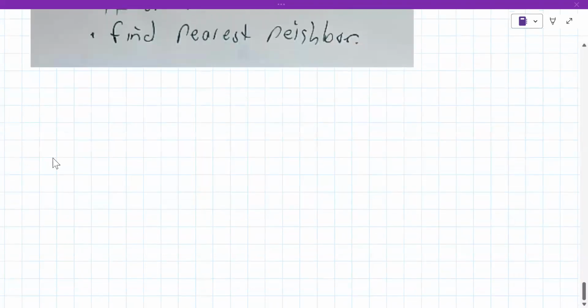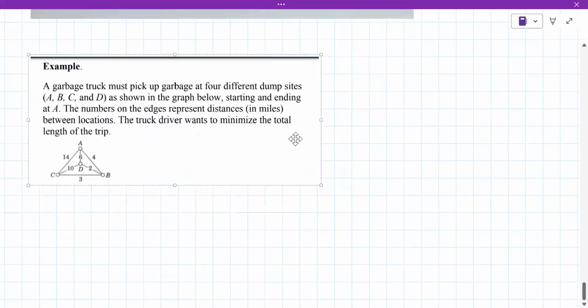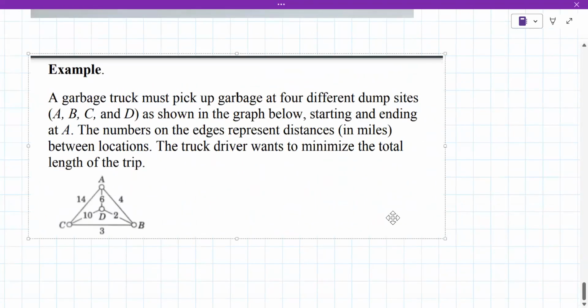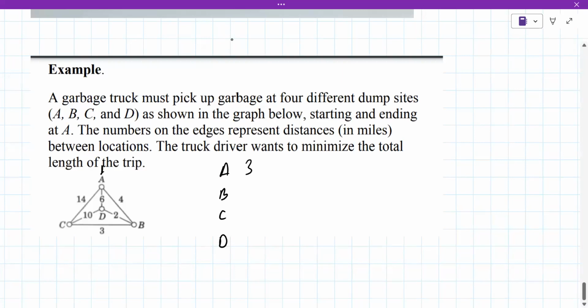I did find an example that might be something that you guys were doing. You're still welcome to send that over. So the problem here says a garbage truck must pick up garbage at 4 different dump sites, A, B, C, and D, as shown, starting and ending at A. So he's got to start at A, okay? And we could do the whole thing we did before, where we'd say, okay, A's got 3, B's got 3, C's got 3, and D's got 3.